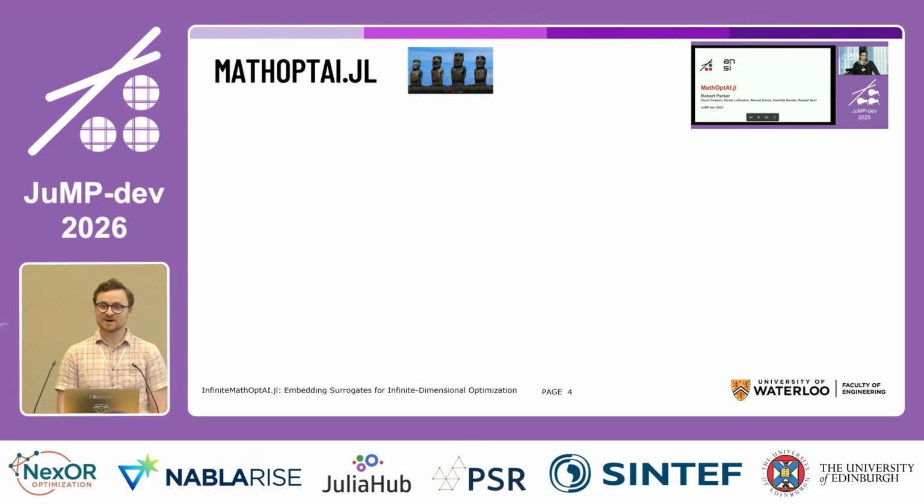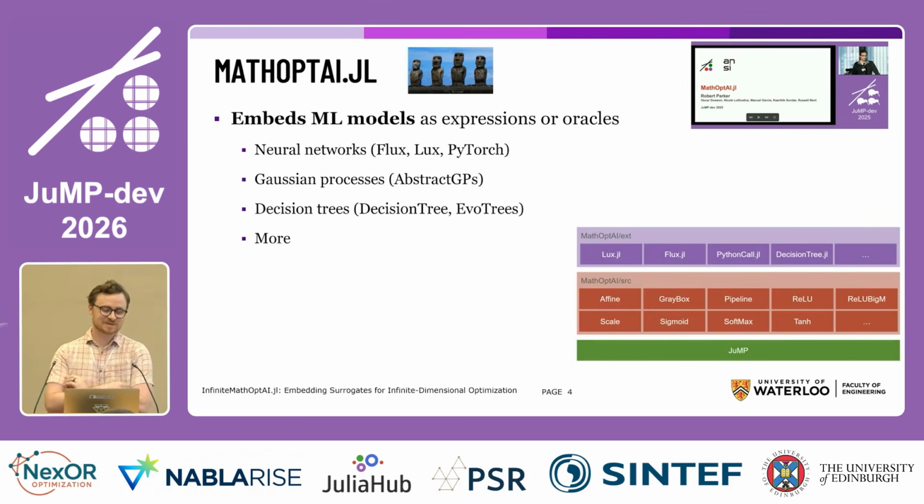Last year, Robbie gave a great talk on this, so I'm not going to spend more than one slide on MathOptAI. If you want to learn more, I would encourage you to go back, maybe pause this video, and go see Robbie's video first. That's up there in the corner. But basically what this does is help us embed machine learning models into JuMP models. And it can take neural networks from a variety of languages, both in Julia and Python, Gaussian processes, decision trees, generalized linear models, and a number of other machine learning models. Okay, and it can embed these through a variety of representations, but I won't go through all of those today.